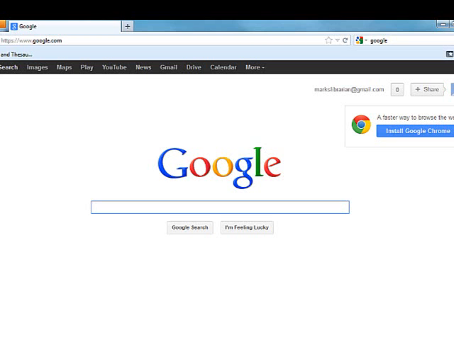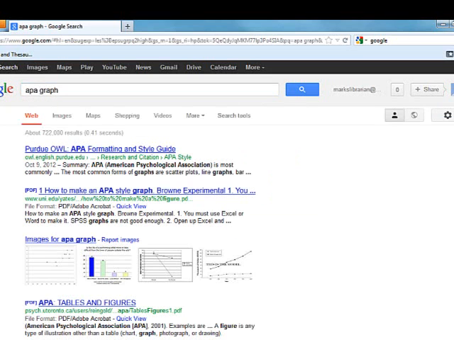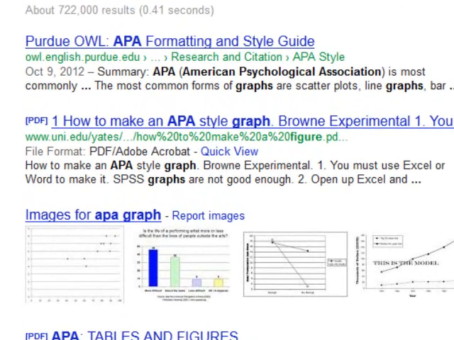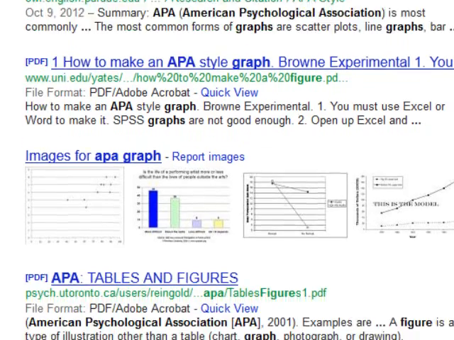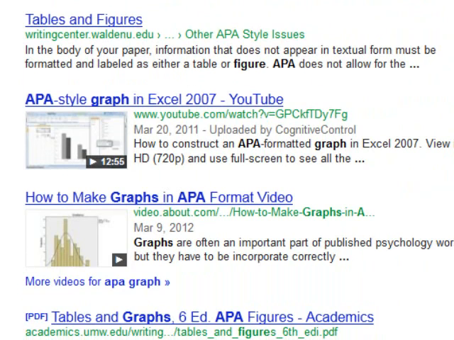Imagine you're doing your homework. You need to know how to format a graph in APA style, and you don't have an APA manual. Let's try a Google search for the term APA graph. Here in the results, we can see the domain names. The first and second ones have .edu domains, which makes me think they may be more reliable. If we scroll down a bit, we see other sites, including .com ones. Since .edu is a regulated domain, I would try one of those sites first.